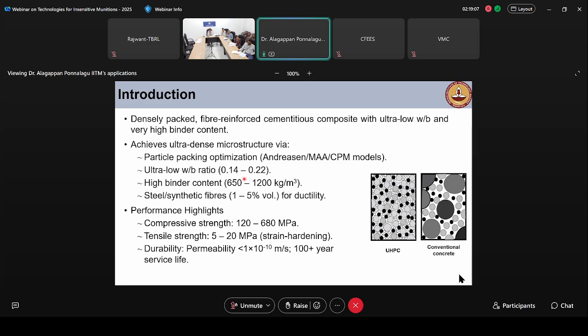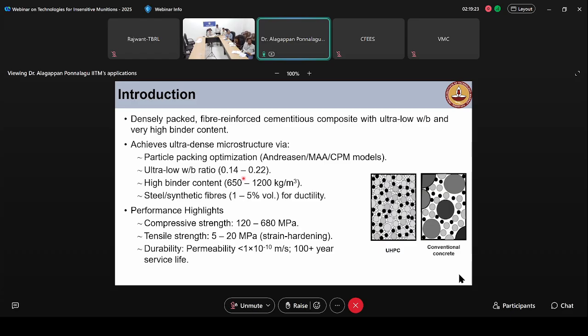And to add tensile strength properties to it, we add steel or synthetic fibers, where the ratio varies from 1 to 5%, which imparts ductility behavior to the concrete, which is also one of the important things when you want to design panels which are made up of UHPC.